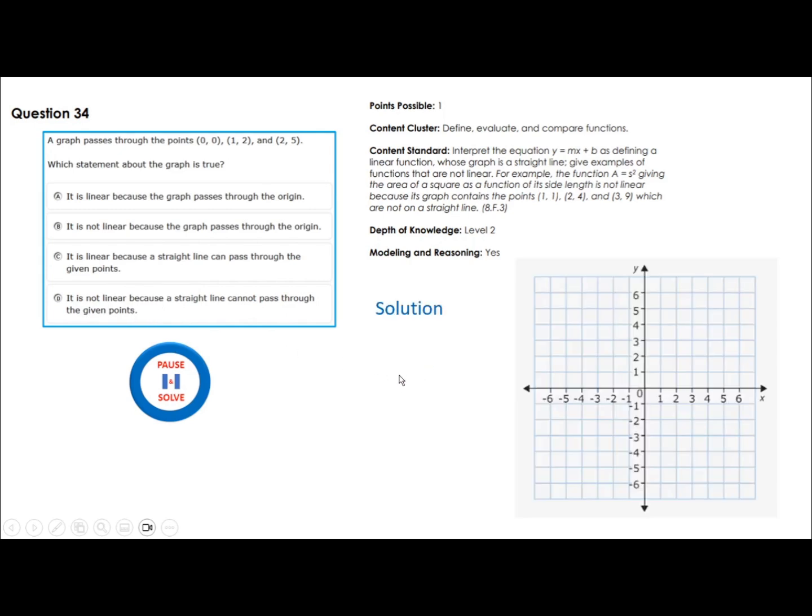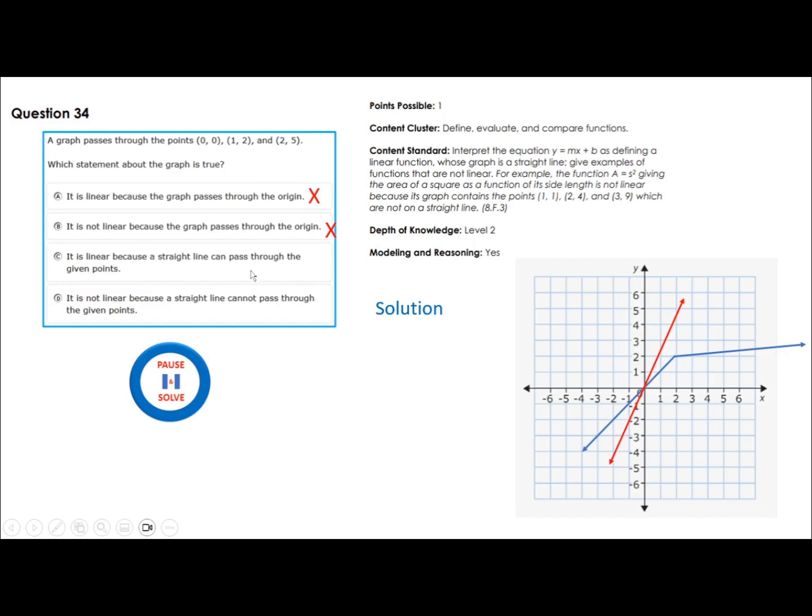Solution. Let's look at A. It's linear because the graph passes through the origin. A graph can pass through the origin and yet it's not linear. Here's a graph that passes through the origin and it's not linear. So this has nothing to do with being linear. So you cancel this. Again, here's a line that passes through the origin and it's still linear. So this is not good. It is linear because a straight line can pass through the given points.